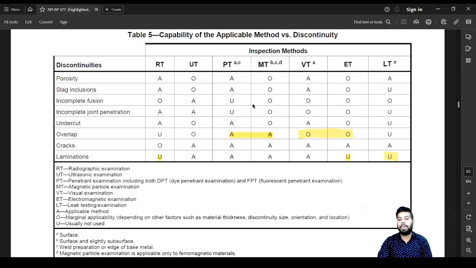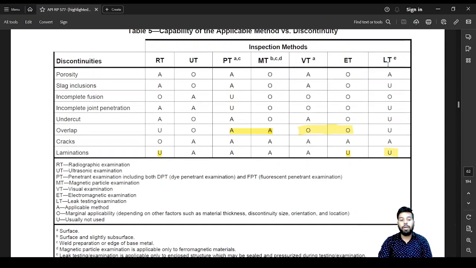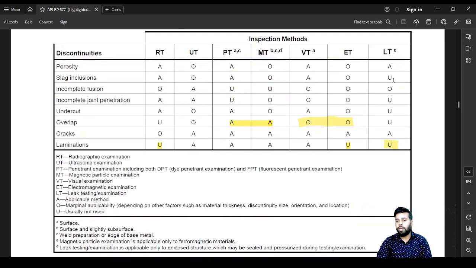Okay, same thing with PT, MT, VT, eddy current and leak testing. PT is only good for surface, MT is also good for some subsurface, VT is also only good for surface, eddy current is surface and subsurface, and LT is generally going to be for identifying whether there is a leak present in a system or not. So generally these 5 methods are going to be selected for any weld inspection. ET and LT are generally not preferred, but again they can be used depending on the circumstances.